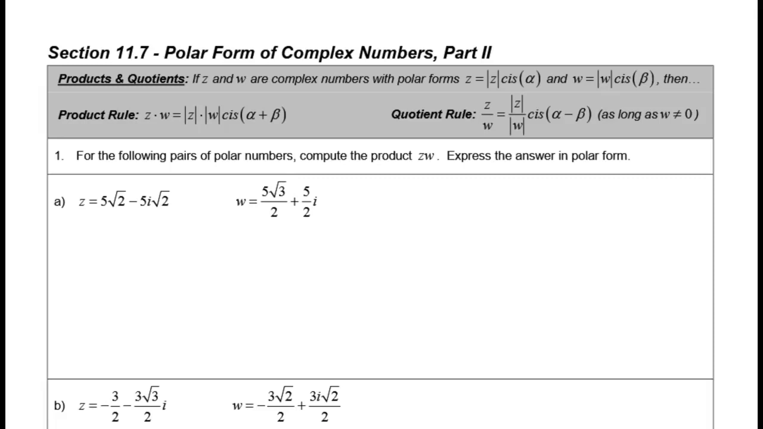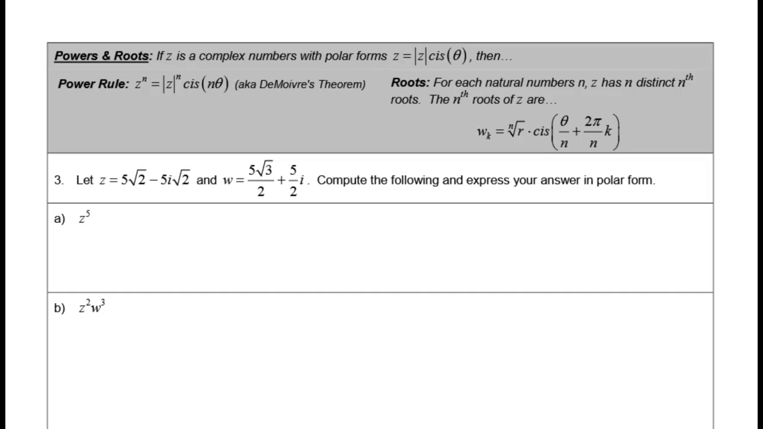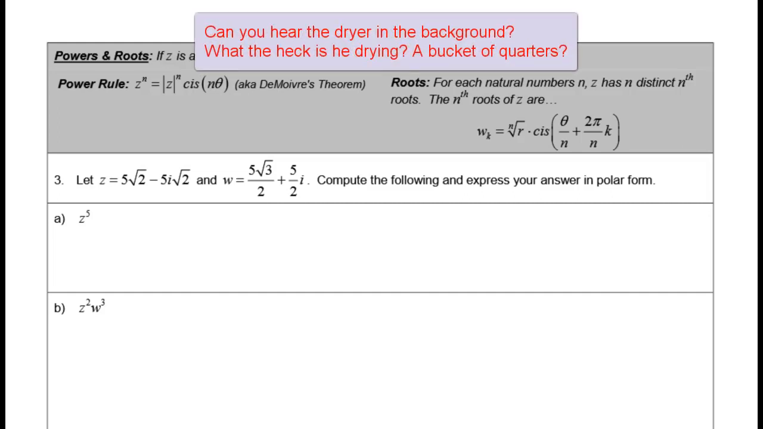All right, folks, we're back and better than ever working on section 11.7, the polar form of complex numbers. This is part 2, and in part 2, we're going to be doing 4 things. We're going to be looking at products, quotients. Remember, product is multiplication, quotient is division. And then on page 2, we're going to be looking at exponents and roots. And that's it. There's just 4 things, so we're going to go through these examples pretty quickly.